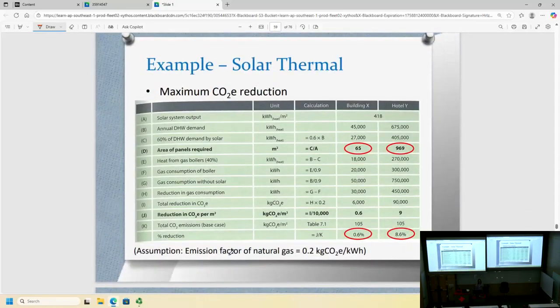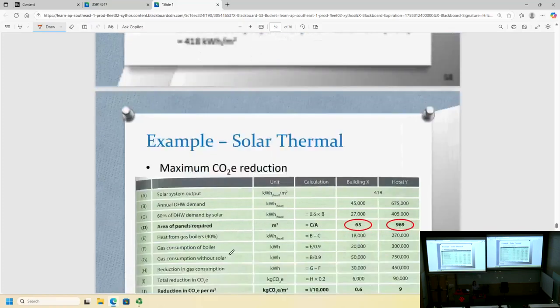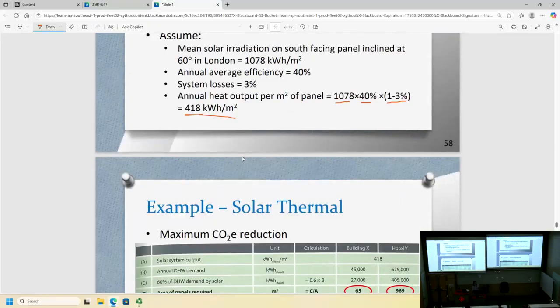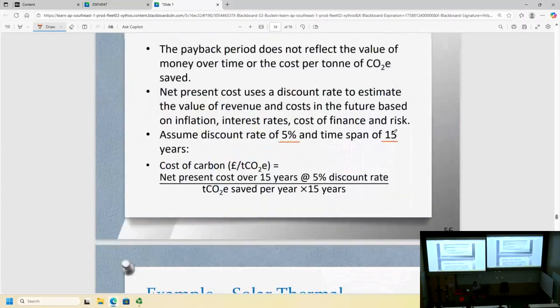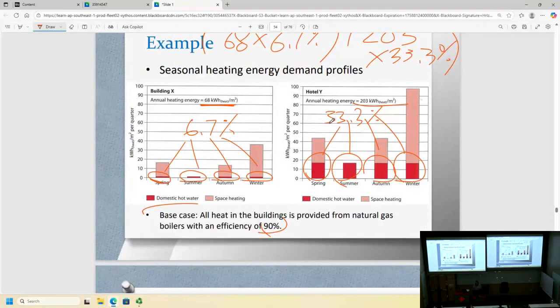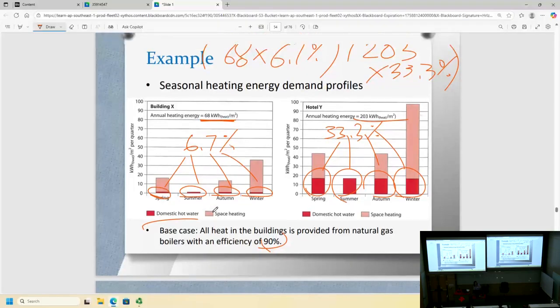Then based on this assumption, we can do some calculations. So the output is 418. For building X and building Y, the system output per square meter is the same, the same per unit of system output. And the demands are different. So how to calculate this? Earlier, we had some assumptions of the heating demand for the domestic hot water.